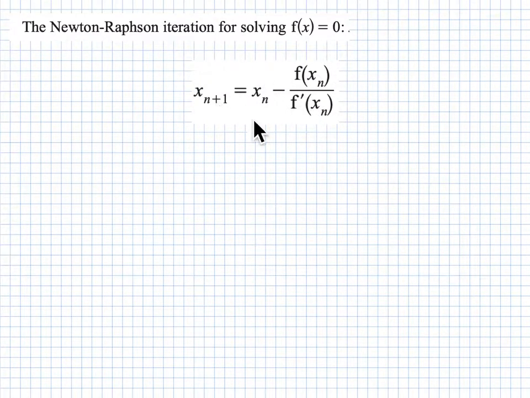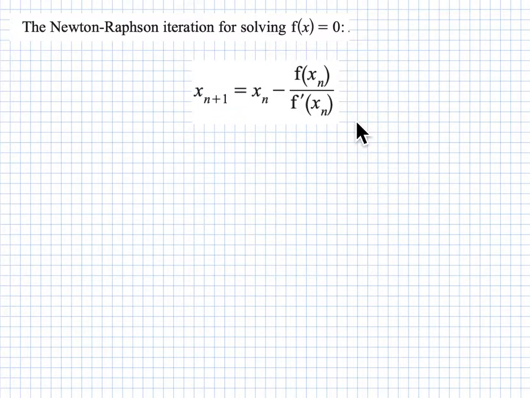And we just need, given our equation f of x equals 0, to plug that in here, f of x, replacing x with xn. We need to know the derivative of f of x, so we'll have to differentiate f of x. We'll put that here, and then we've got a formula that we can use for iteration. It's that simple. And it works, it's really reliable, so long as you're quite near the root.